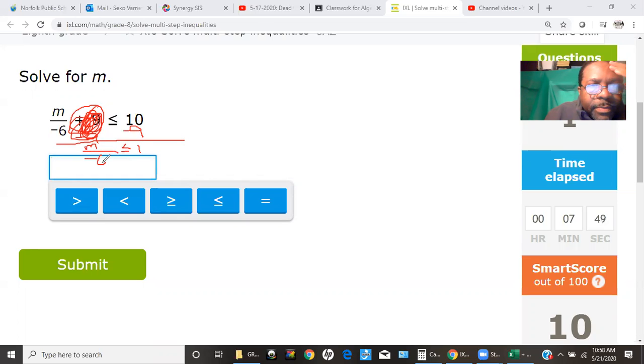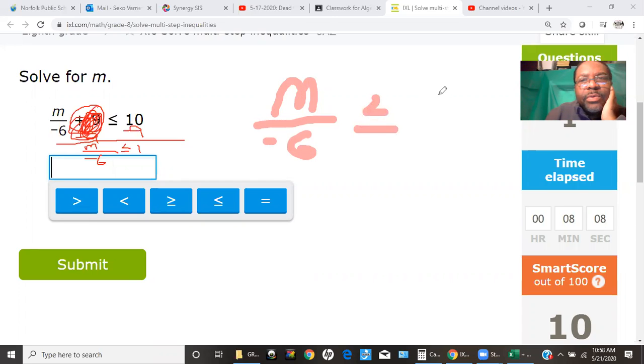over -6. And let me write this over here so it looks a little larger. So we have M over -6 is less than or equal to 1. Okay, so now we have -6 and we want the M by itself. So this is M divided by -6. So what we're going to do is multiply by -6 on both sides. So we'll do -6 over here, and on this side, we'll do -6.